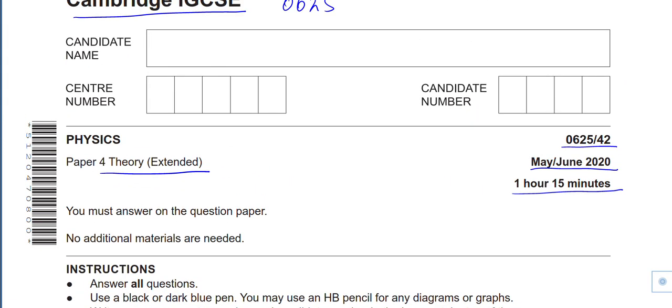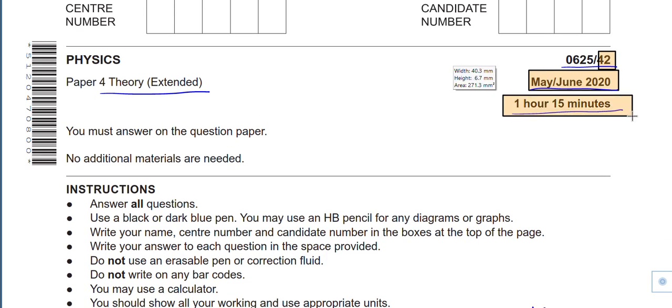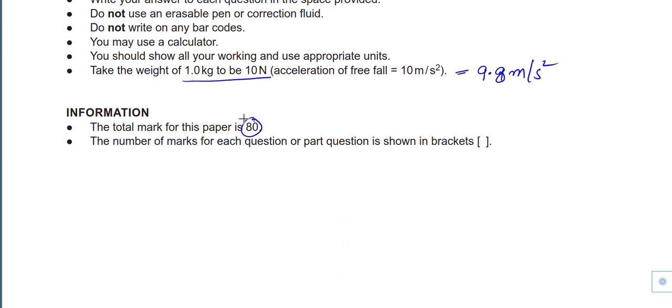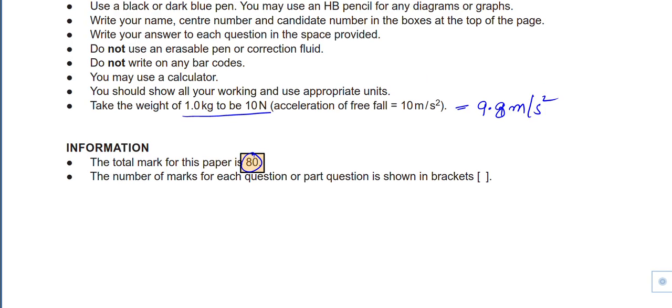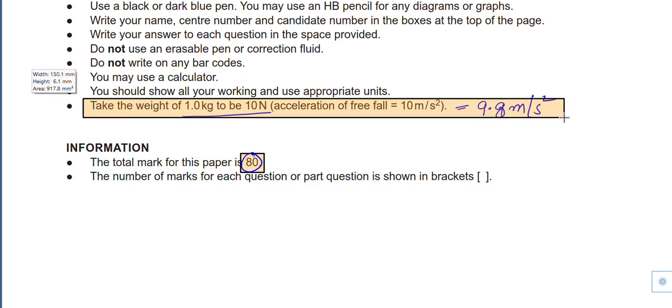2020, yes, year 2020. The important information is what I have shared with Zikrullah, that this is paper 42, and in paper 42 you have extended content. You have 1 hour and 15 minutes in which you have to complete, and there are 80 marks maximum score. And all that information which is mentioned here is for old specifications.